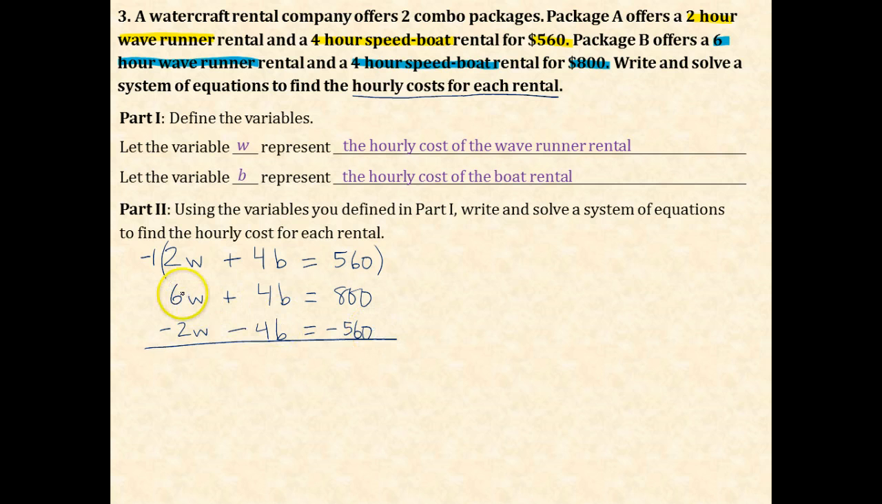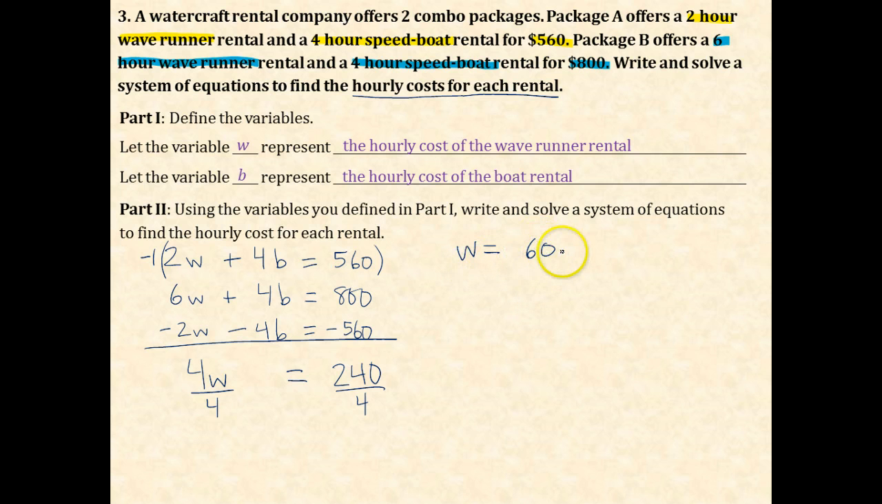Now if we add these equations, 6W and -2W is 4W. 4B minus 4B is 0. And 800 minus 560 is 240. And now to find W, we can just divide both sides by 4. And we get W equals 60.